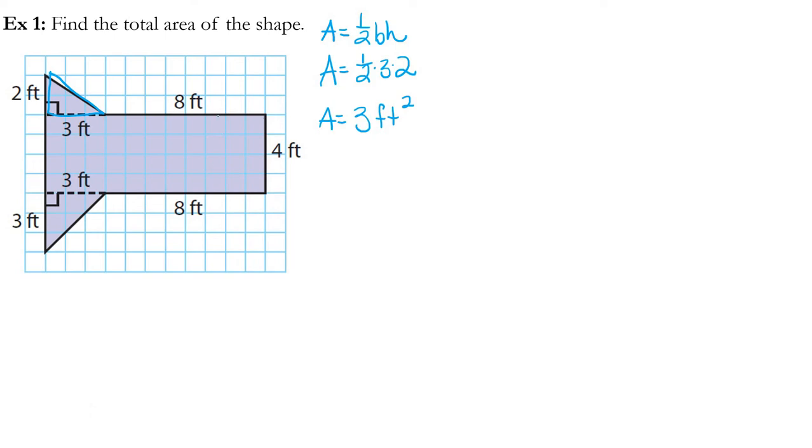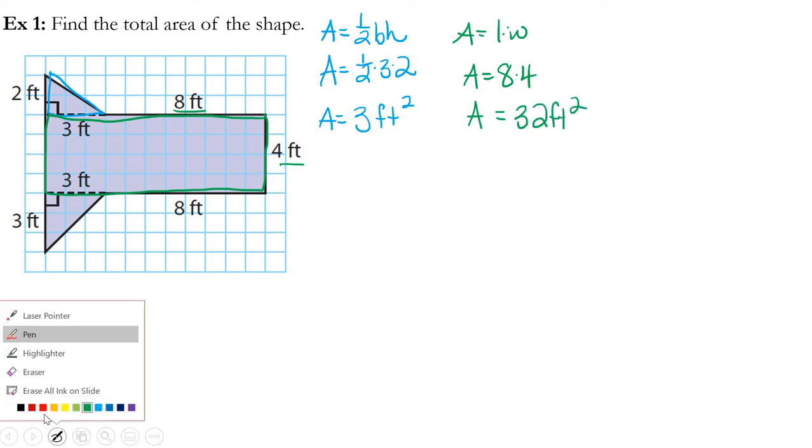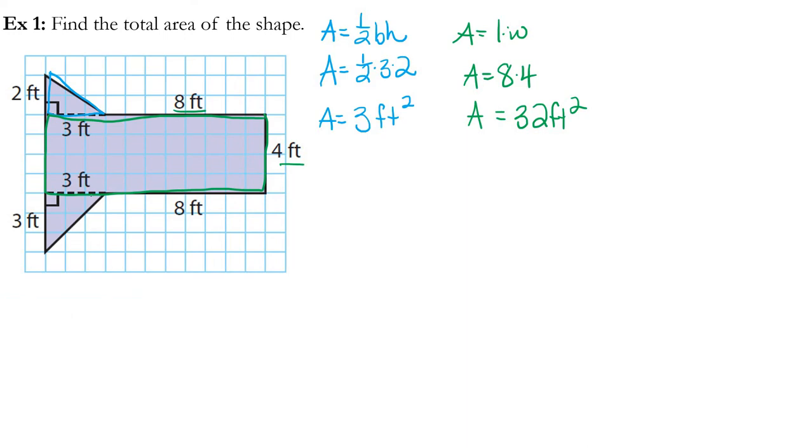Now we can move on to the other part of our composite figure, which is this rectangle. This rectangle looks like it's just 4 by 8. So for the area we're going to do length times width. Easy enough. 8 times 4 is 32 feet squared. And we have one more triangle on the bottom here with a base length of 3 and a height of 3. So we're going to do 1/2 base times height again. It's going to be 1/2 times 3 times 3. 3 times 3 is 9. Half of that is 4.5 feet squared.